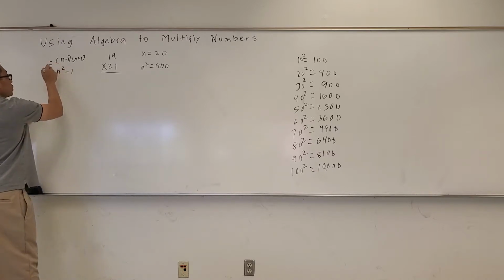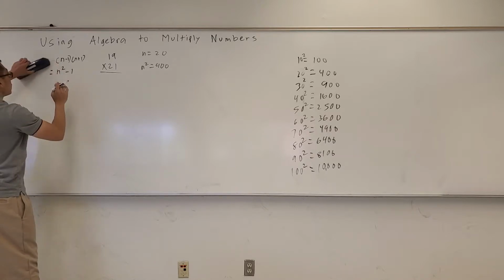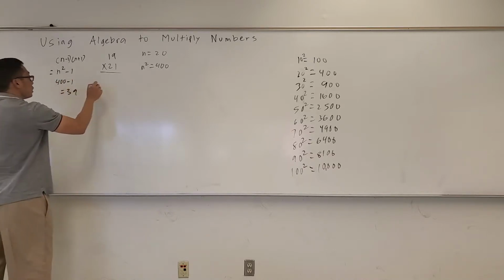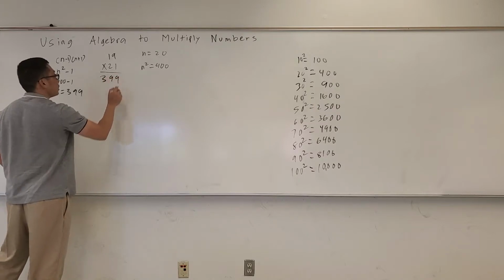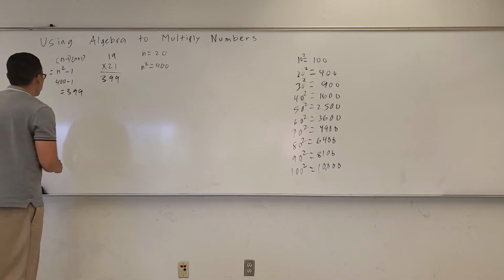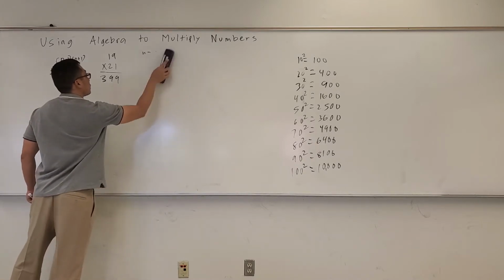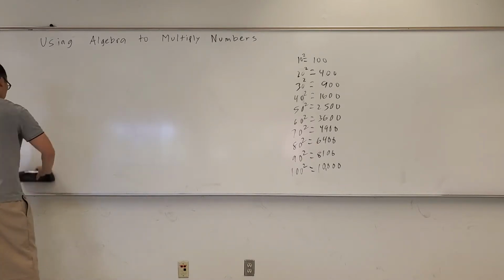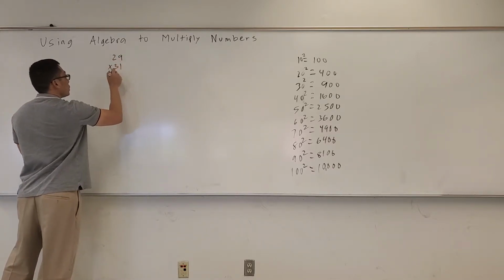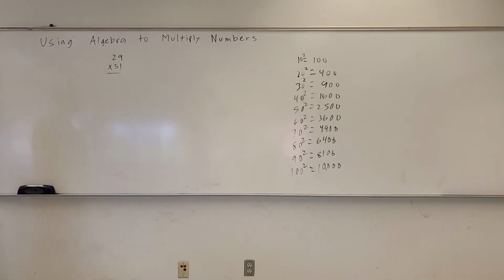Right? So, but what is n squared? Isn't it 400? So 400 minus 1. So you get 399. So this is also 399. See? Pretty cool, right? So let's do another problem. See, you guys get it? Let's try it on your own, see if you can do it. What's 29 times 31? So think about it, pause the video if you need to.